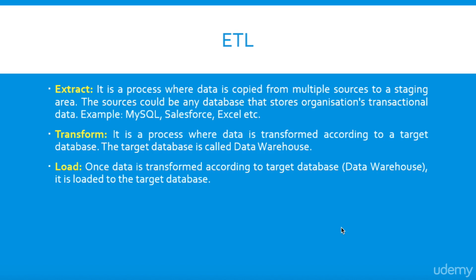Transform is a process where data is transformed according to a target database. The target database is called a data warehouse. Once data is transformed and stored into a staging database, it is then loaded to the data warehouse.